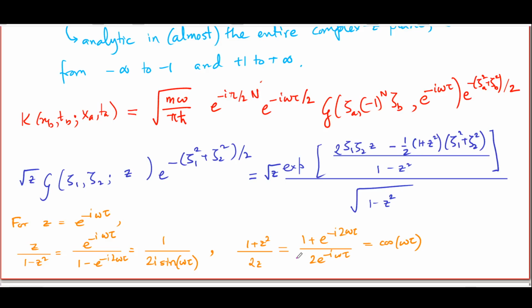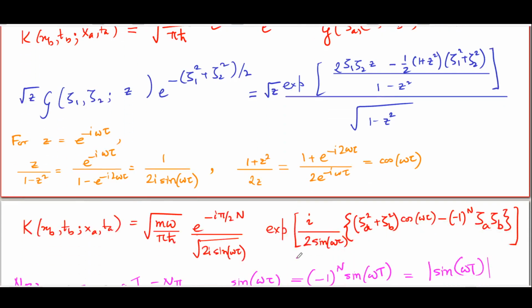If you look at the ratio of the two terms in the numerator of the exponent, you will see that what you have is 1 plus z squared by 2z. That is, if you take z common out from the whole expression, you have a z by 1 minus z squared multiplying the whole thing. Then you have twice zeta 1 zeta 2 minus half 1 plus z squared by z into zeta 1 squared plus zeta 2 squared. And 1 plus z squared by 2z is actually very simple. It's cos omega tau.